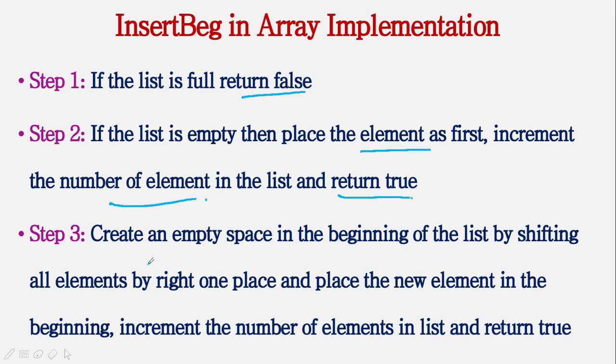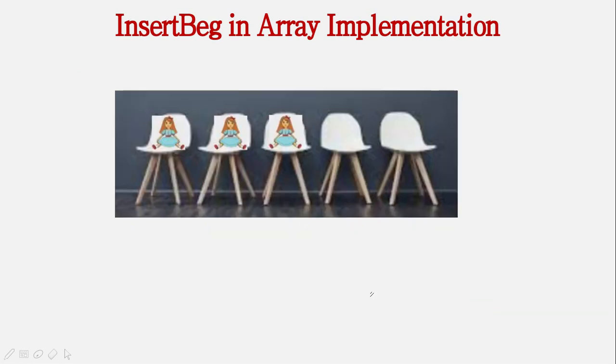So if the next step is going to be reached, then it means that neither of the above two cases is satisfied. So this is the case when you have a few elements in the list and you are going to do an insert beginning. In that case, the algorithm states that create an empty space in the beginning of the list by shifting all elements right by one place, place the new element in the beginning, and increment the number of elements in the list.